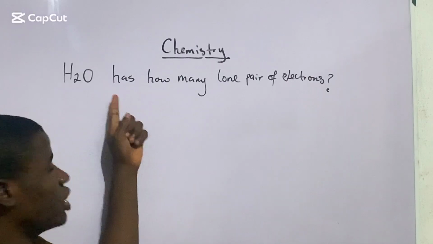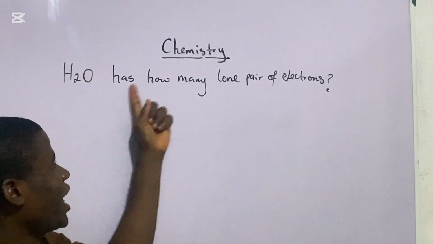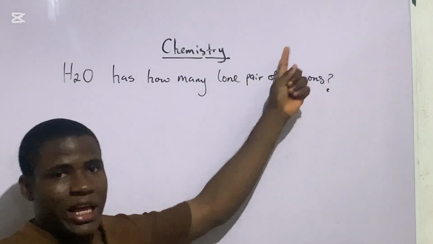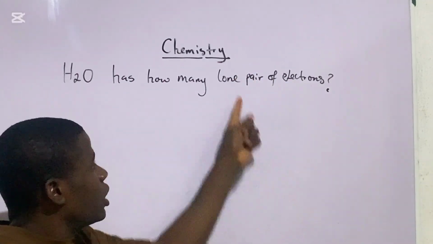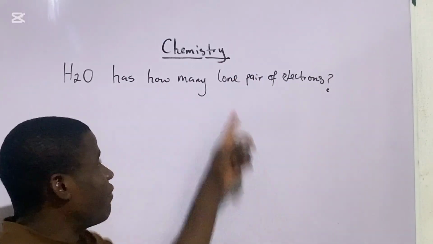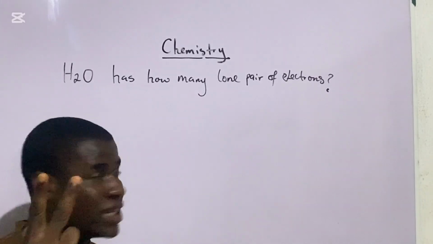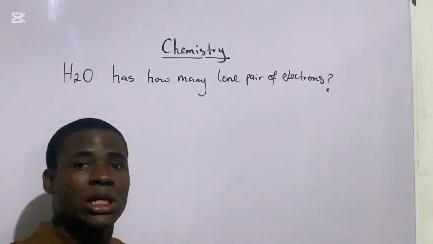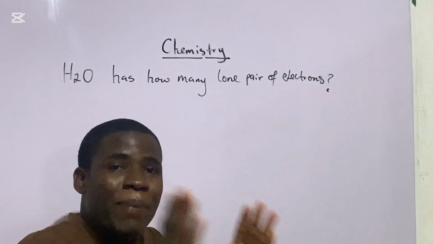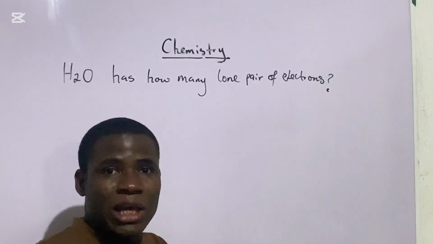The question on the board says: water has how many lone pairs of electrons? Now, what is a lone pair of electrons? What do we mean by that? They are valence electrons. That's two valence electrons, because a pair means two electrons. So there are two valence electrons for a particular atom in a compound.